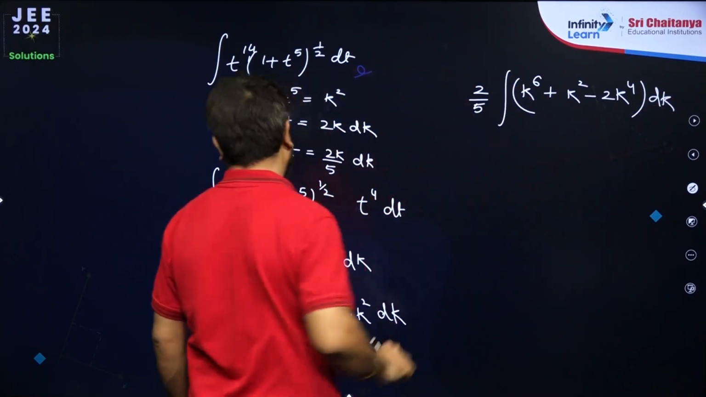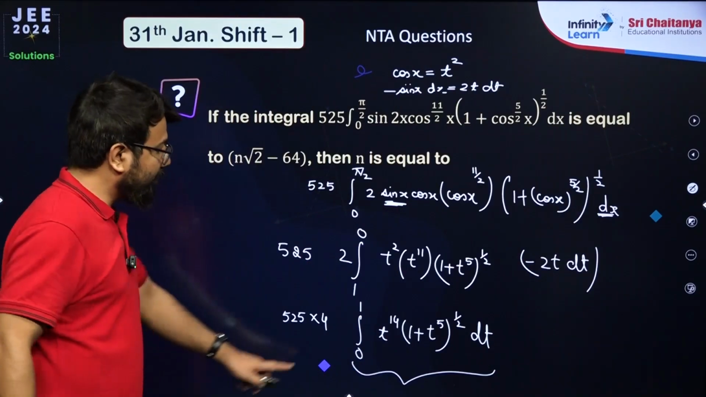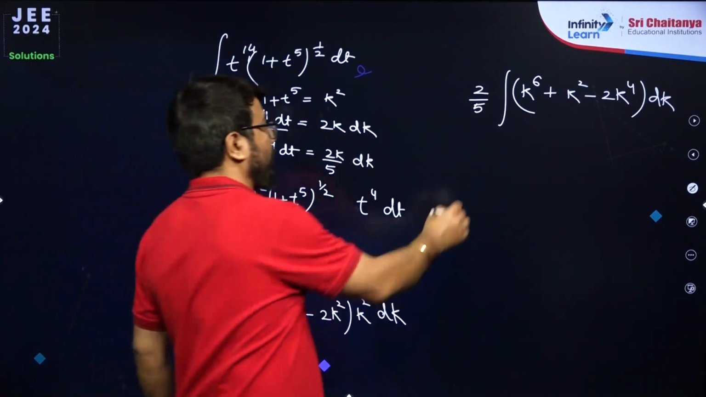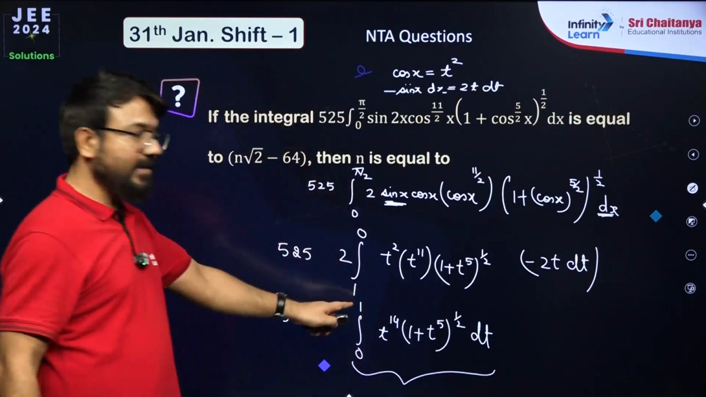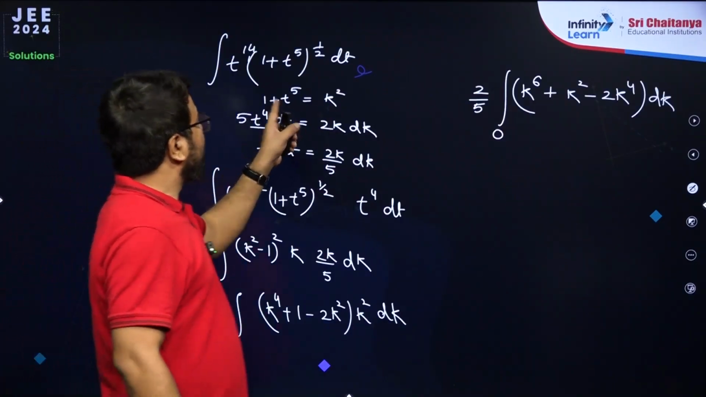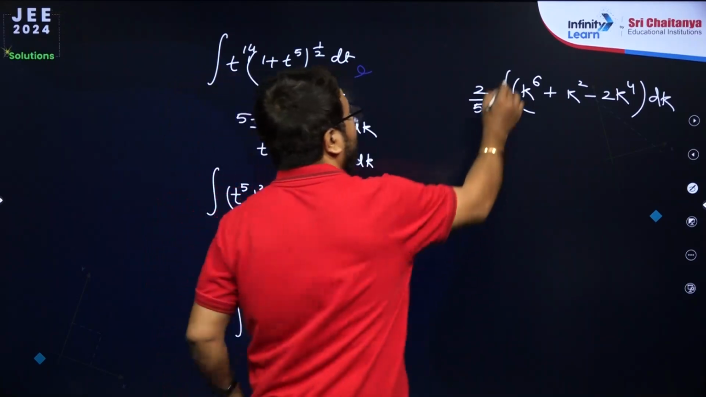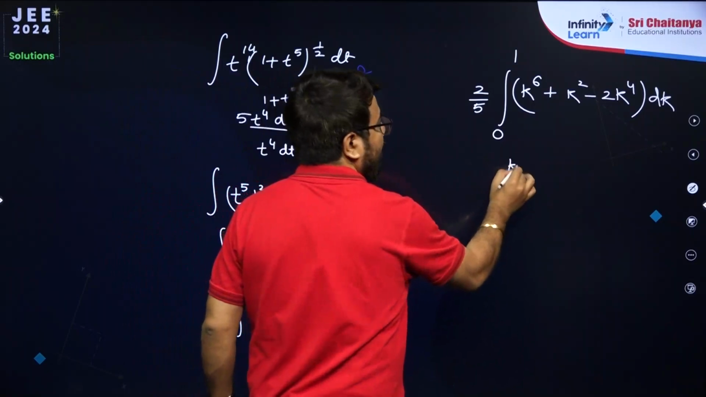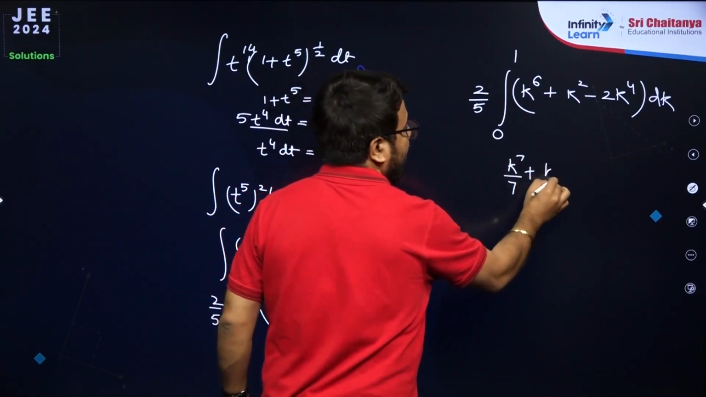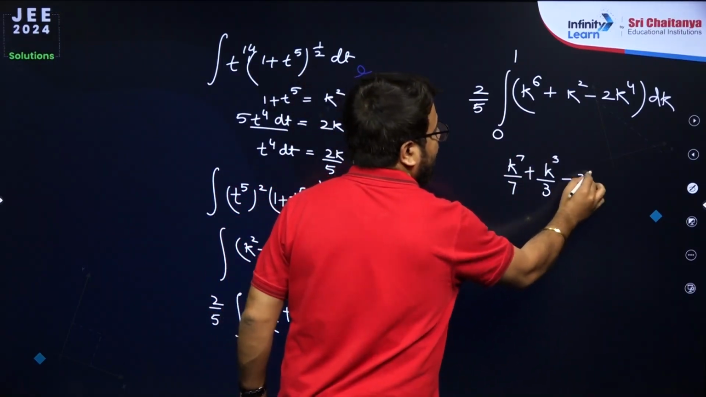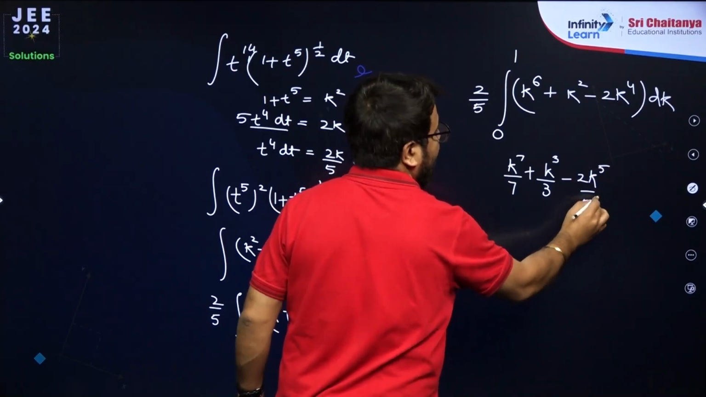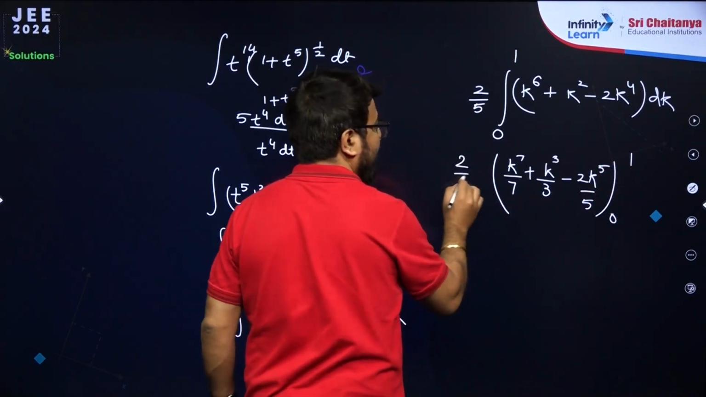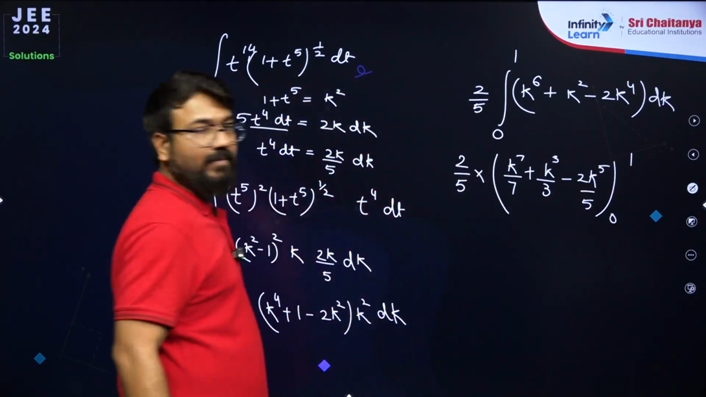Now we need to check for the limits, because here t was from 0. If I assume t as 0, then k will be also 0. And here it is 1. If I assume t as 1, then here it will be k square as 1, so k will be 1. Are you getting my point? So this will become k raised to the power 7 over 7, k cube over 3, minus 2k raised to the power 5 over 5. And these limits are from 0 to 1. This whole is multiplied with 2 by 5. Are you able to understand?